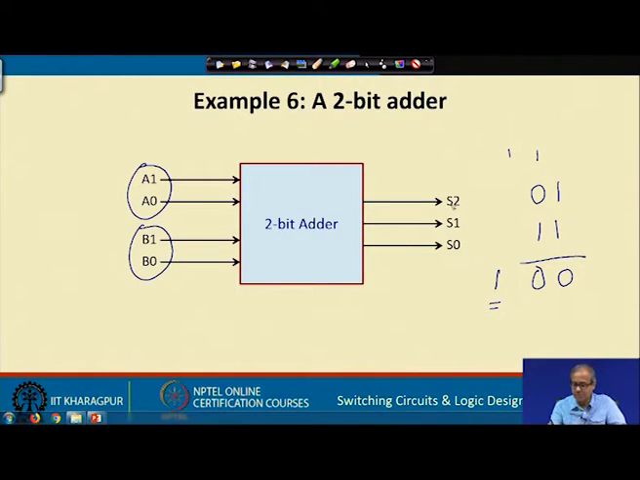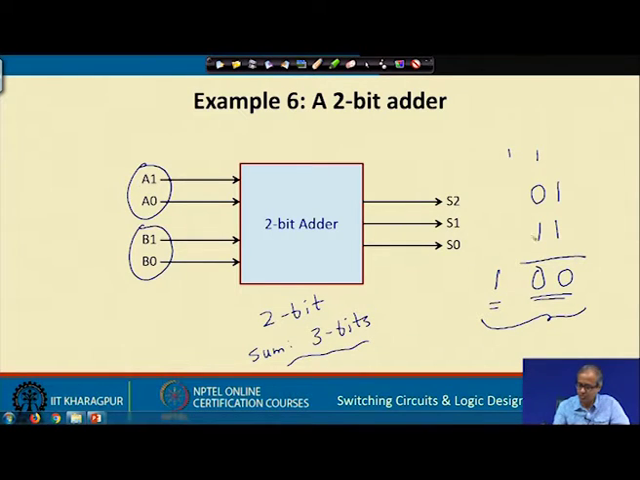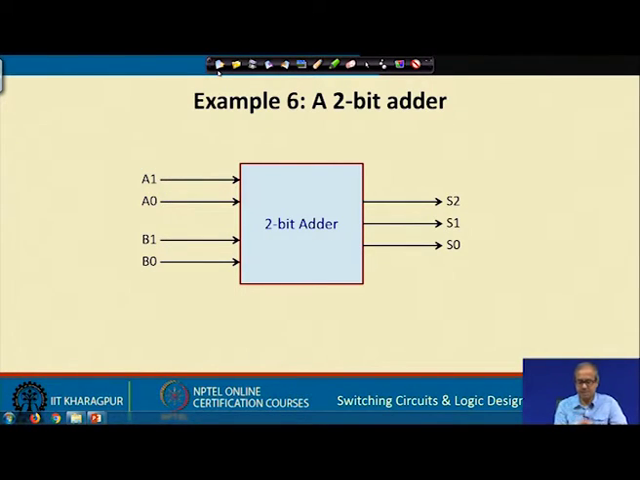So, my sum will be actually 3 bits, 2 bits and a possible carry out. Whenever you add two 2-bit numbers, your sum will become 3 bits, 1 more, because there is a chance of 1 carry bit coming out. Let us look into this example and see how you can use the Karnaugh map for minimization.